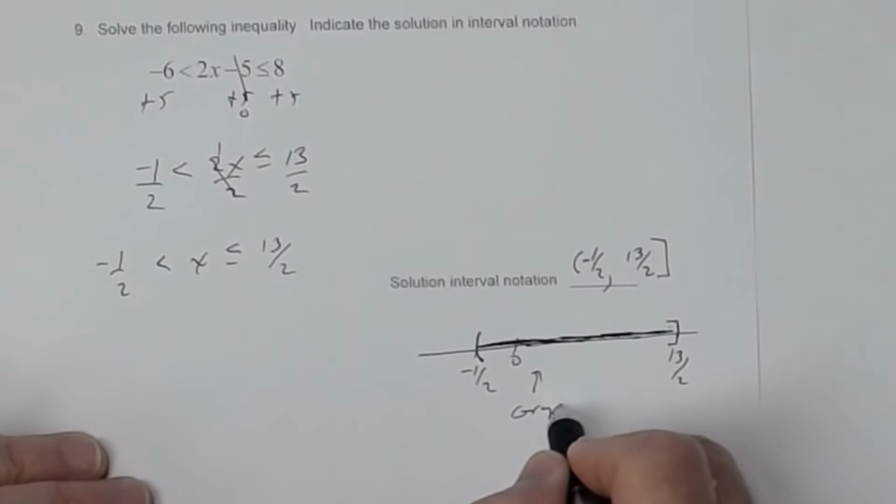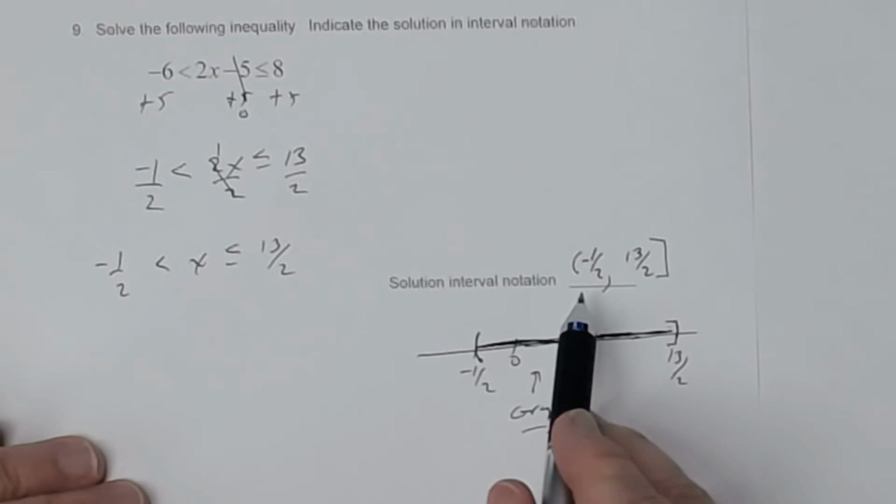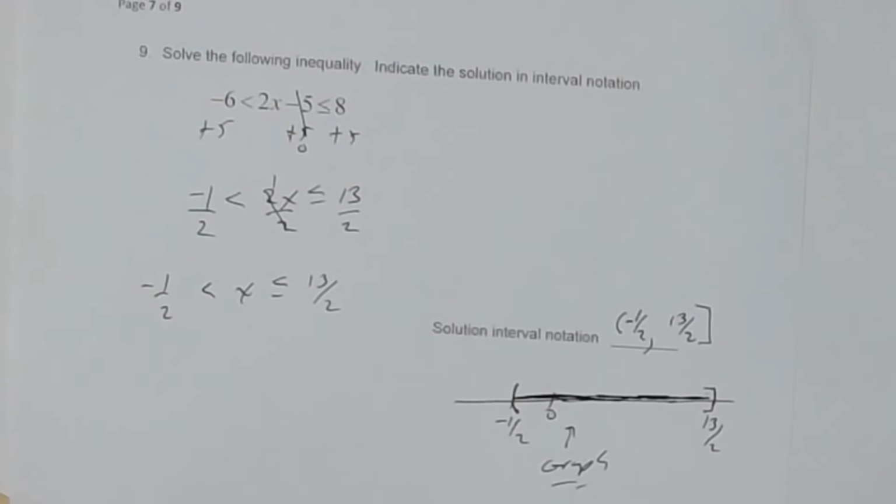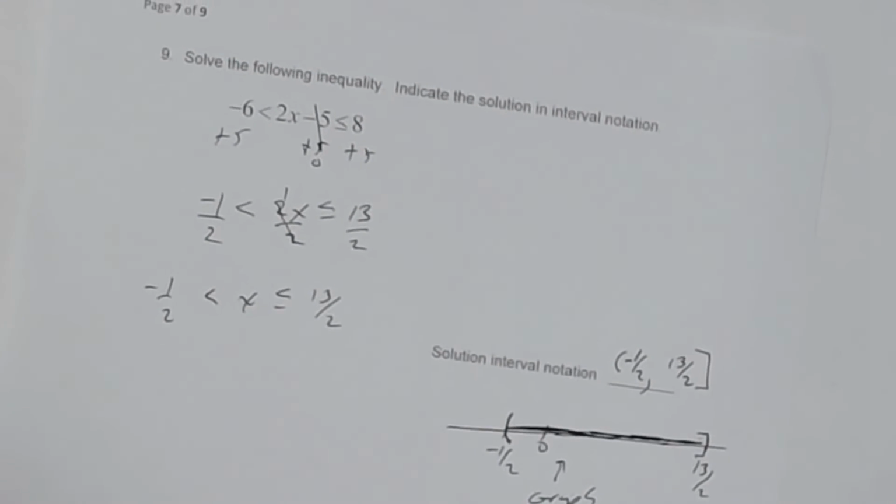I didn't ask you to graph it, but that is the graph, and then that's the interval notation. So that was number 9. Okay, now let's look at number 10.